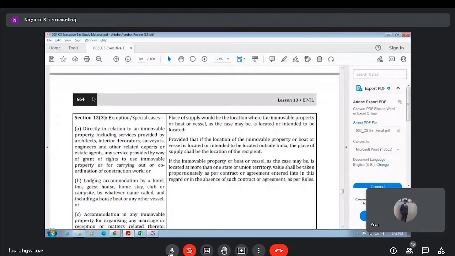Specific things. Any services directly in relation to immovable property. Immovable property means what? Land and building. Services relating to land and building. What are all the services that may happen to land or building?